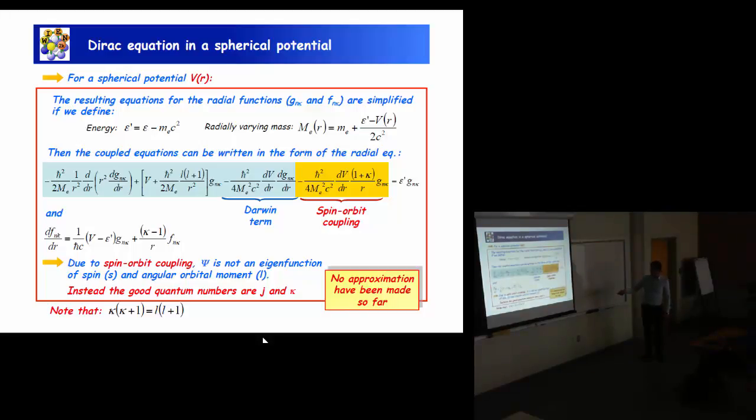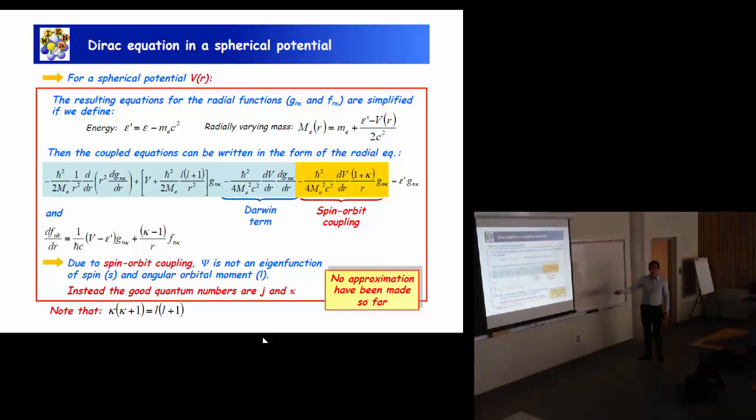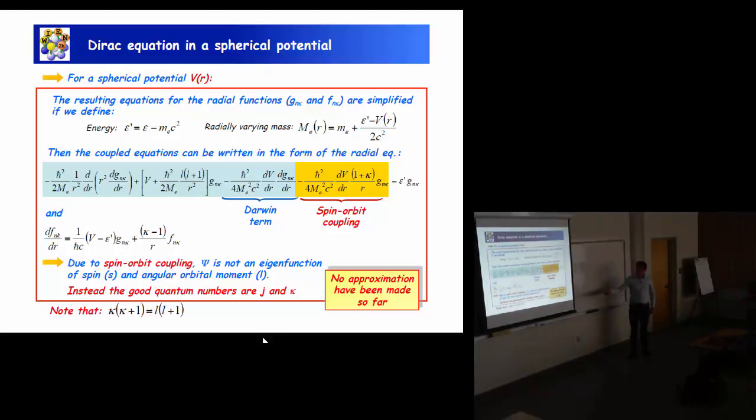Yeah. So, in fact, because we are taking into account the spin orbit coupling, I was mentioning that before, you cannot use anymore the spin and the orbital moment. They are not anymore the good numbers to describe the wave function. And then you have to use these relativistic numbers, so J or kappa, as you want. Important to mention that at this stage, we don't do any approximation. If your system has a spherical potential, this is the exact solution.